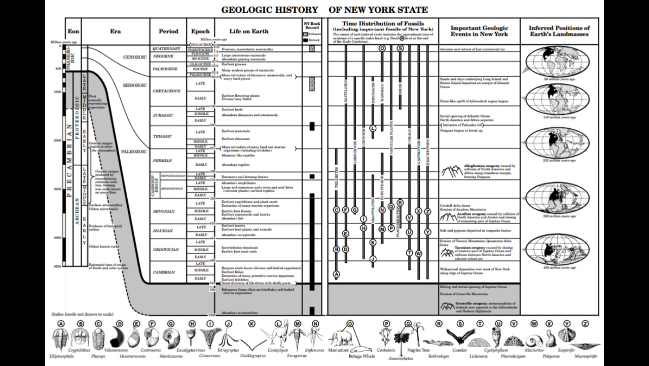Before we move on, I want to double back because it looks like I forgot to mention this column right here. Basically, this column offers a synopsis of important events in the history of life on Earth from specific points in time. For example, according to this column, during the Triassic period, Earth saw the earliest dinosaurs and the earliest mammals. Our next column brings us to the second half of the chart, the one that's found on page 9 of your reference tables. This one is titled Time Distribution of Fossils, including important fossils of New York.